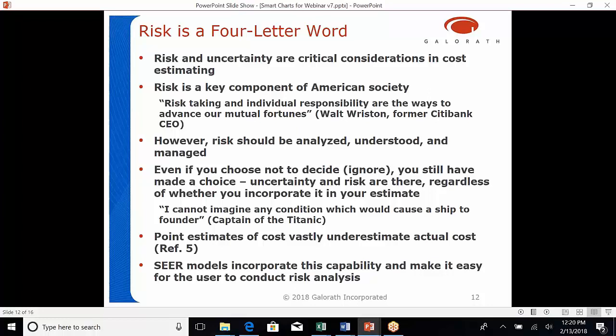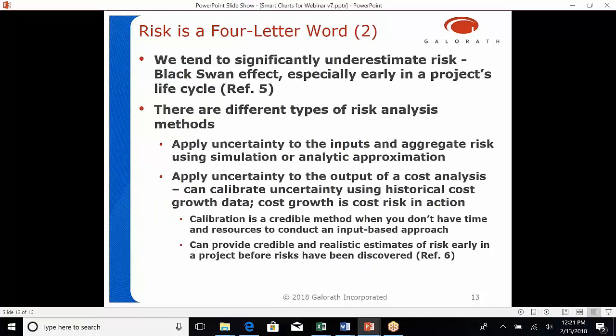Also, because there's a great deal of risk in our estimates, point estimates of costs, which don't consider risk, vastly underestimate actual costs. There have been numerous studies on cost growth that show this to be the case. The nice thing about SEER models is they incorporate a risk capability and make it easy for the user to conduct risk analysis. Okay, continuing our discussion of risk, we tend to significantly underestimate risk, especially early in a project.